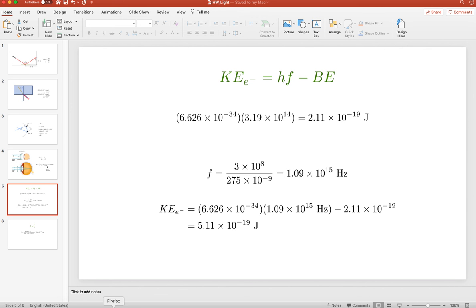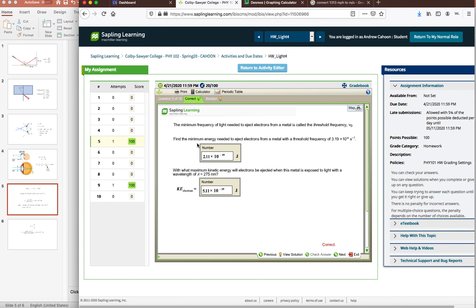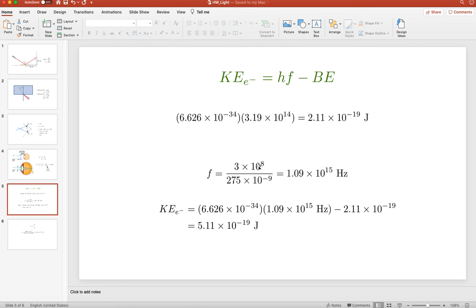Let's go back here. So that's the minimum energy needed to eject the electrons. The binding energy is that. Then the next part, we want to find the kinetic energy of an electron when the incoming photon has a wavelength of 275. So we need the frequency. Frequency is speed over wavelength. And so we get the frequency is this number, 1.09 times 10 to the 15 hertz.